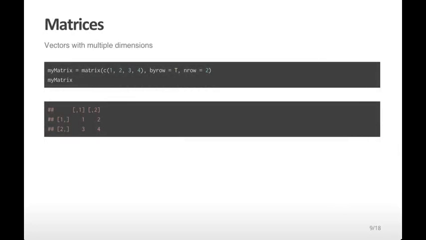Another type of vector that might be of interest during the class are matrices. Matrices are just vectors with multiple dimensions. So instead of storing one set of values, you can store values in multiple rows. So here I'm creating a variable myMatrix, and the way that I'm doing that is I'm assigning the values 1, 2, 3, and 4 to that matrix, and I'm telling them to be stored in the matrix by rows.